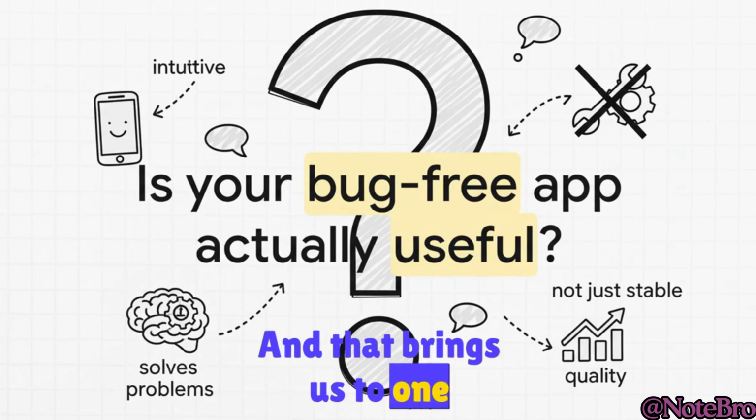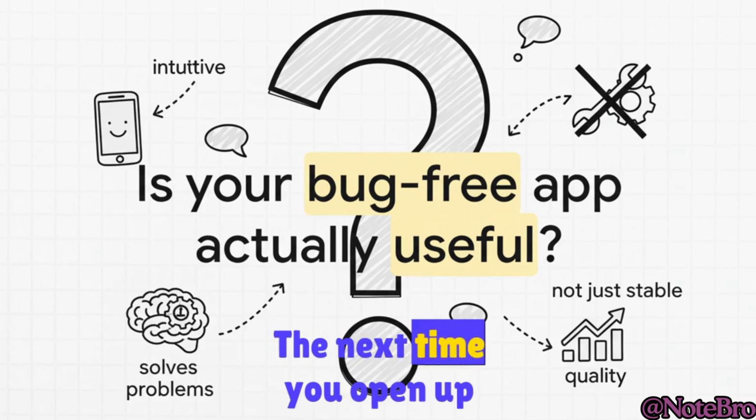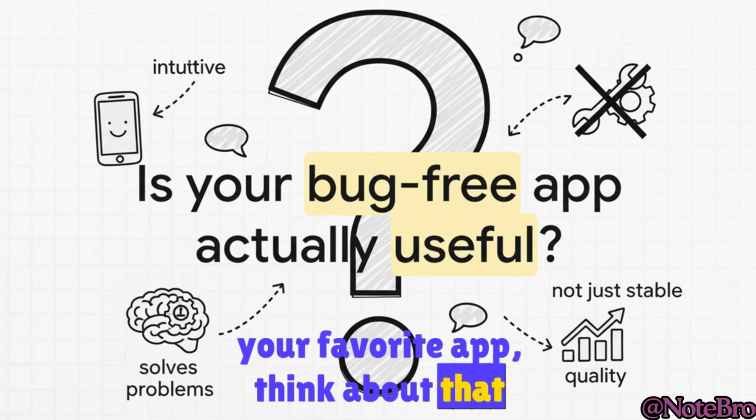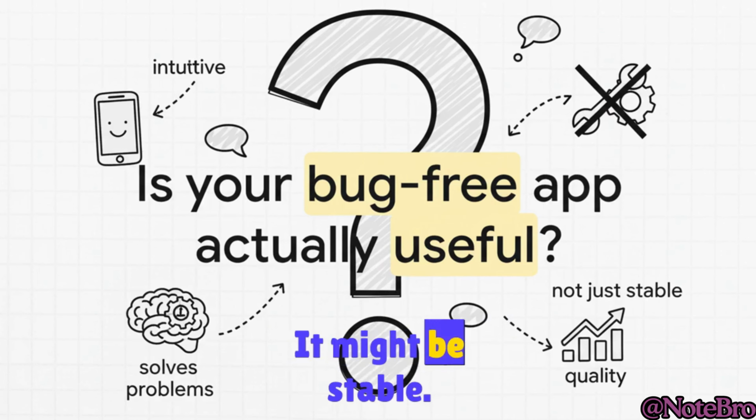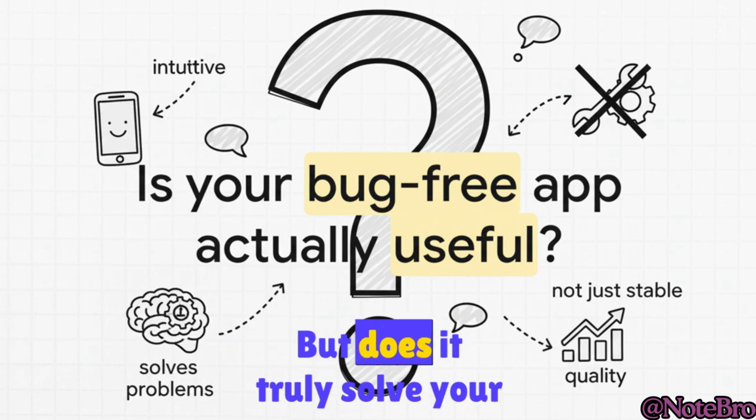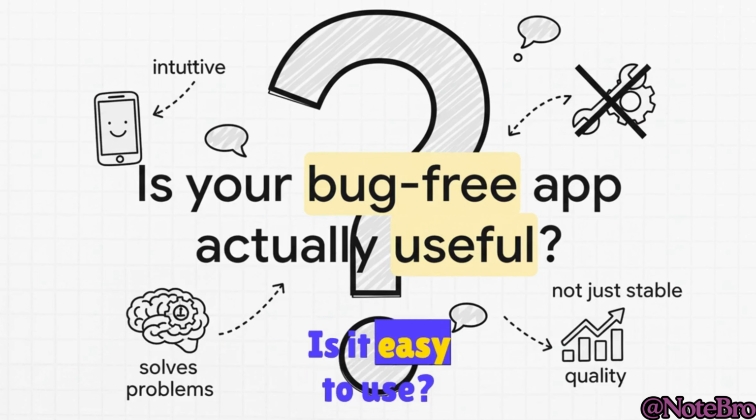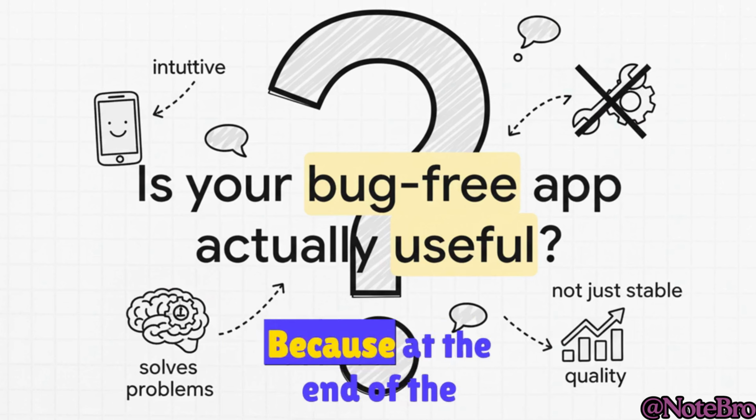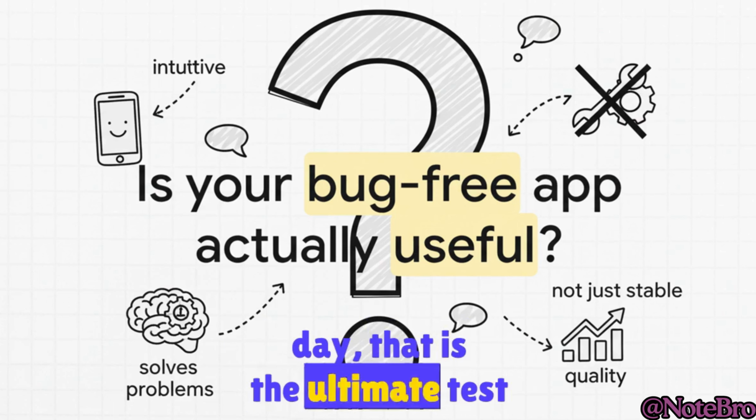And that brings us to one last thought I want to leave you with. The next time you open up your favorite app, think about that absence of errors fallacy. Sure, it might be stable, it probably doesn't crash, but does it truly solve your problem? Is it easy to use? Is it actually useful? Because at the end of the day, that is the ultimate test of quality.